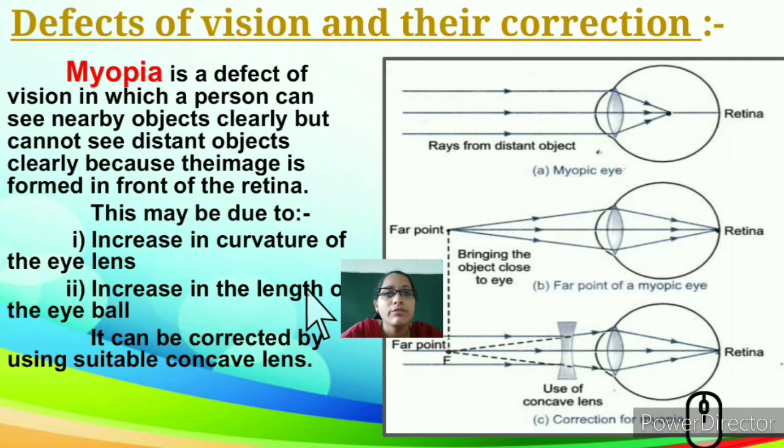As I told before, there are some defects in vision, and they need to be corrected too. So what are the different types of vision defects? Let's understand the defects of vision. The first one is myopia.